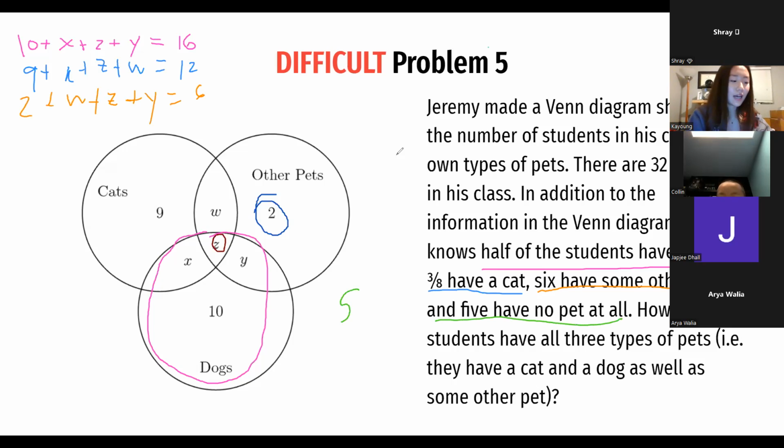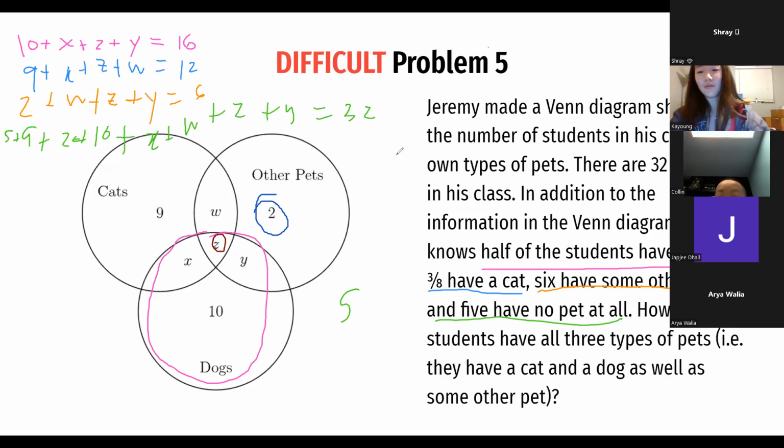And then that means when we add all of this, it'll equal 32. So this is going to be kind of long. 9 plus 2 plus 10. Oh, oops, that's kind of ugly. Plus, that looks like 16, but it's 10. Plus X plus W plus Z plus Y equals 32. Wait, I forgot the 5. 5 plus. Alrighty. Hopefully this is semi-legible. Sorry guys, I don't have a little writing pad. Maybe I should invest in one.